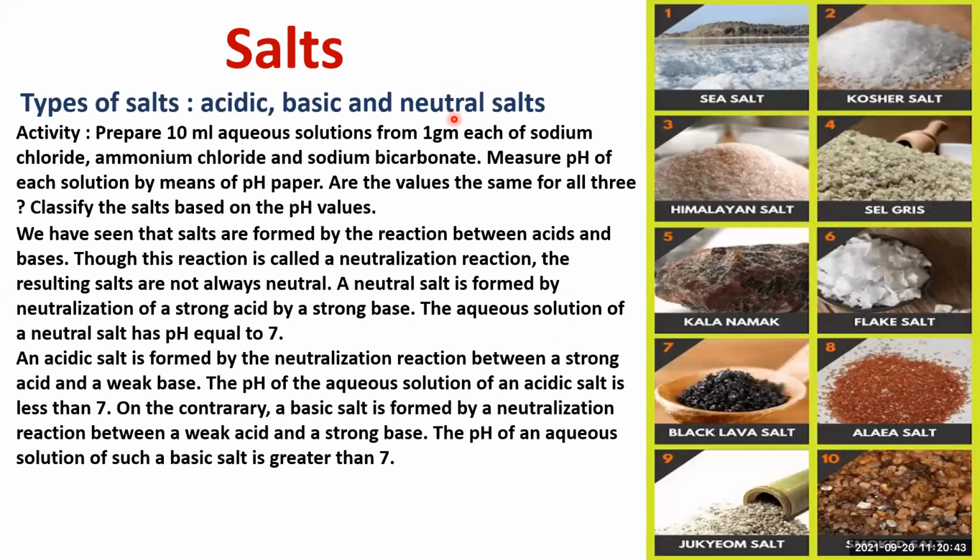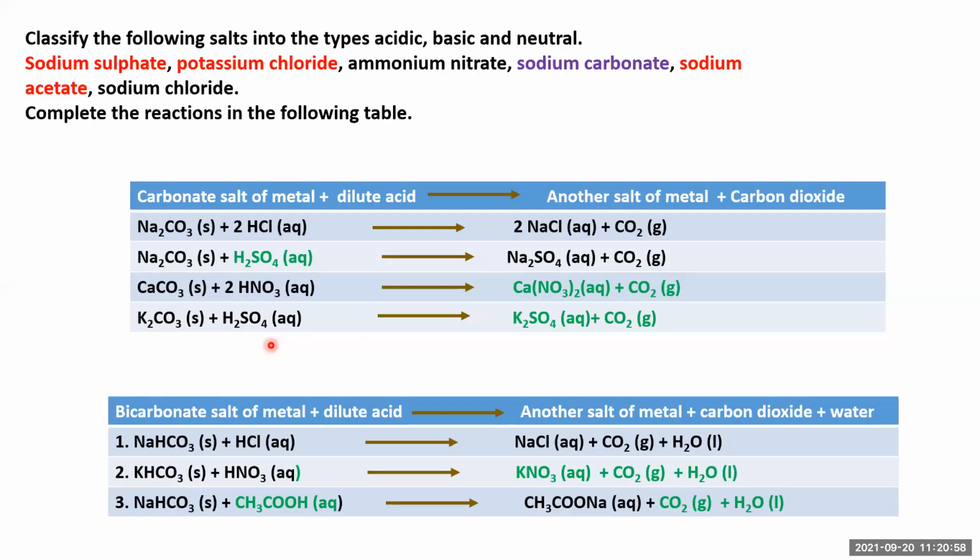The neutrality, or acidic or basic strength, can be understood using pH paper. We also have completed some tables in this chapter. We also discussed the water of crystallization.